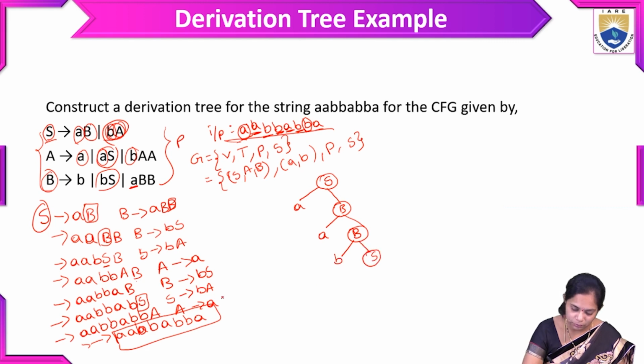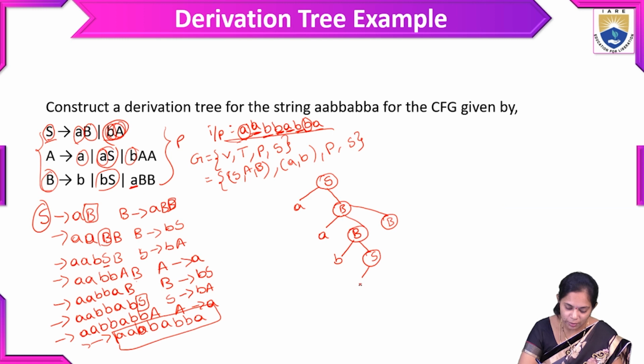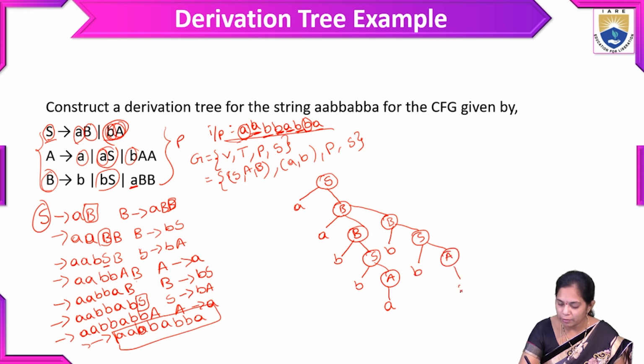BS. BS is there, and after BS we have to write S. Instead of S, we have written BA. So BA we have written. And after that, instead of A, we have written A, and we are taking the B. Instead of B, we are writing BS. And instead of S, we are writing B, A, and A.